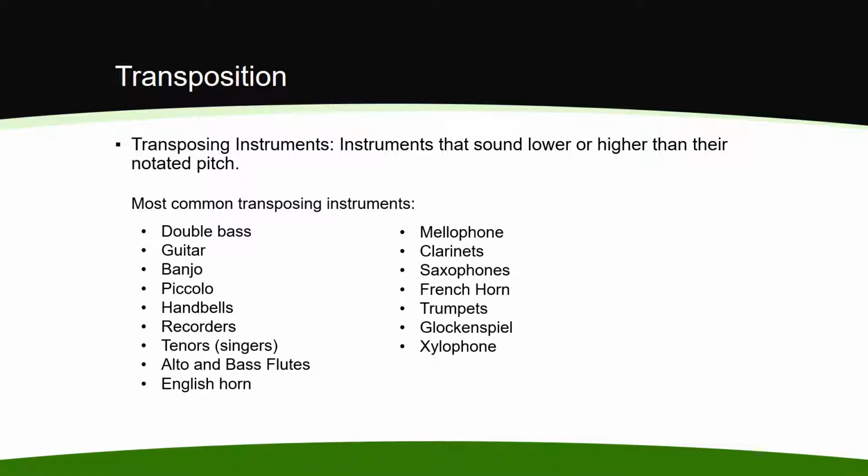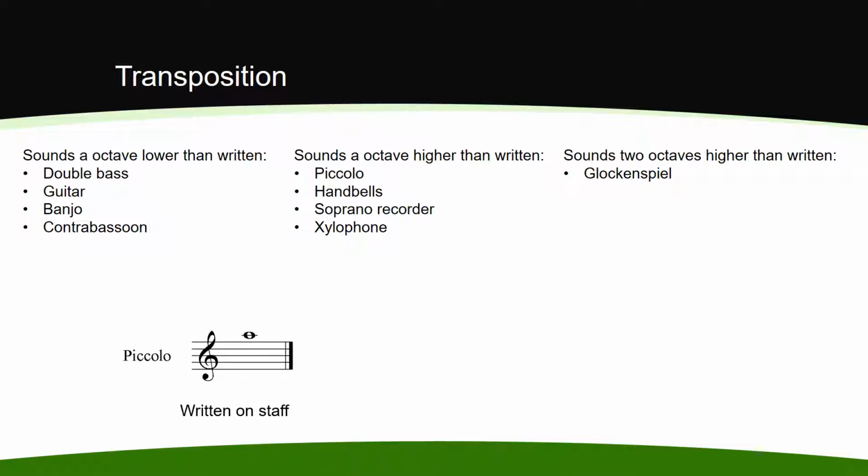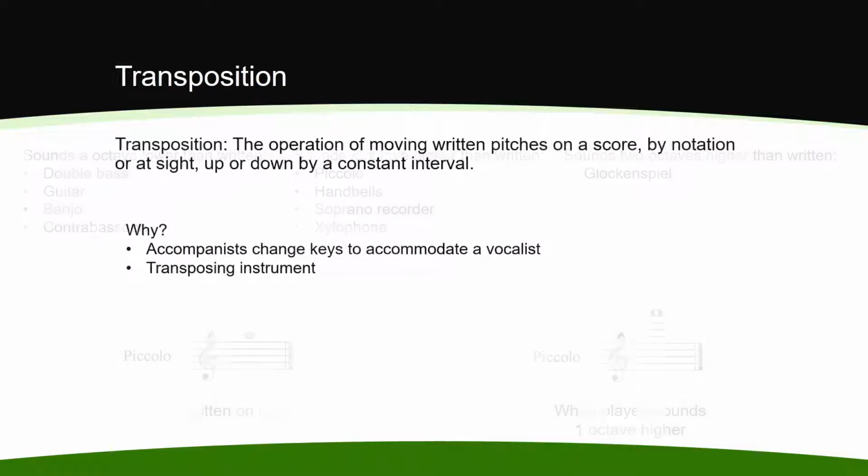Some transposing instruments are simpler than others. For instance, there are those instruments which just sound an octave lower or higher than written. For example, a piccolo player will read this pitch on the staff. It is written as an A5. However, the frequency of the pitch that comes out of the instrument is an octave higher than the written pitch. These instruments are transposing so that performers don't have to read ledger lines all the time.